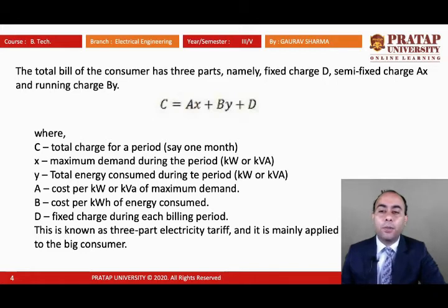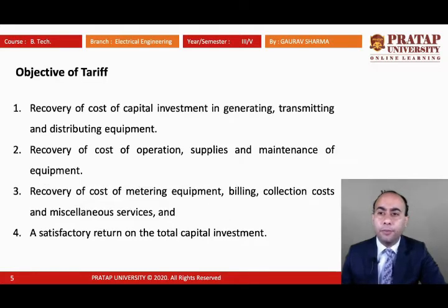A is the cost per kilowatt or kVA of maximum demand. B is the cost per kilowatt hour of energy consumed. And D is the fixed charge during each billing period. So it is denoted by D. This formula is known as the three-part electricity tariff or a three-part tariff. It is mainly applied for a large consumer or a big consumer.